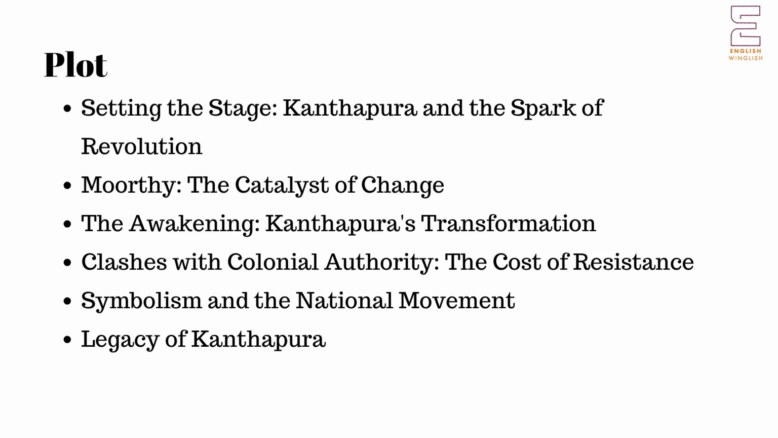Plot: setting the stage, Kanthapura and the spark of revolution. Kanthapura is set in a fictional village in South India, which becomes a microcosm for India's national struggle against British colonial rule. The novel begins by painting a vivid picture of village life, steeped in tradition, religion, and community bonds. This peaceful existence is disrupted as news of Mahatma Gandhi's non-violent resistance against the British reaches Kanthapura, igniting a fire of political awakening among its residents.